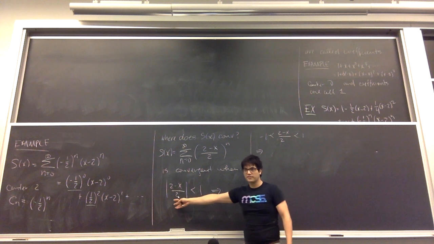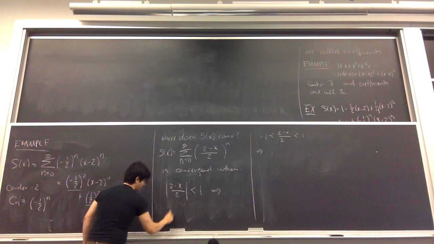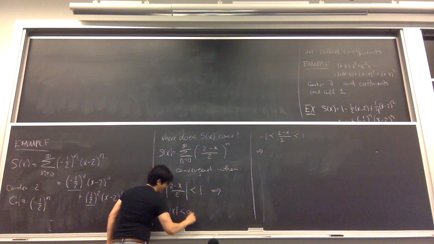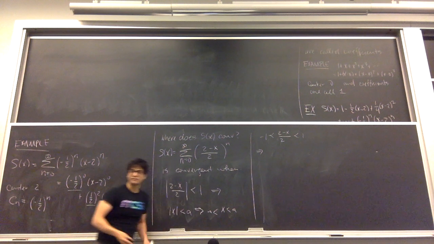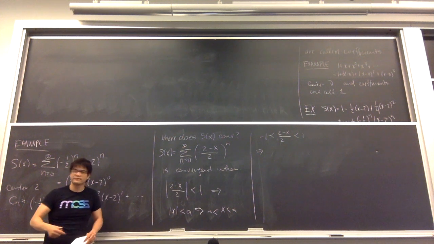What's the absolute value, right? So if the absolute value of x is less than a, we know that x is bigger than minus a and less than positive a. I'm just using that. Okay.